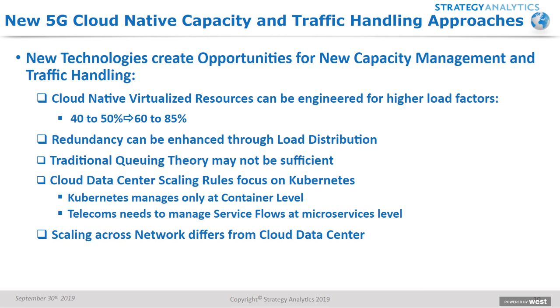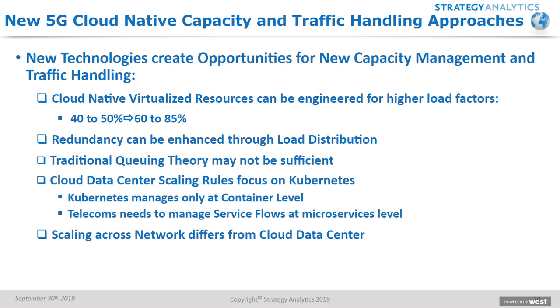So there's some new approaches that are needed. We need new technologies to handle these, and particularly starting with the new ways we need to handle cloud-native virtual resources and get to those higher load factors, to introduce increased redundancy because the bare metal solutions may only have 3 nines, not 5 nines, but by load distribution we can actually get higher redundancy across the resources that are available. And we may need to have some modifications to the traditional queuing approaches that we have used, and HPE is going to be talking about some of those.